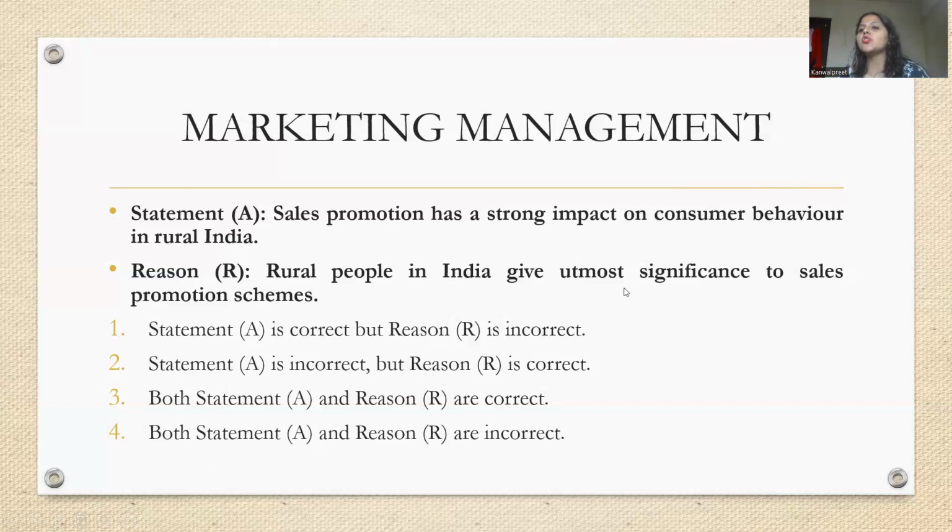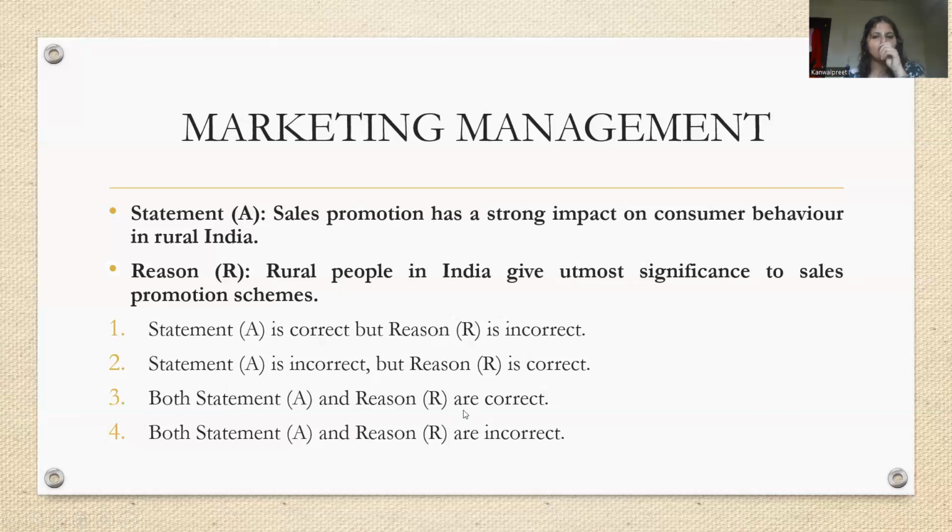Rural people in India give utmost significance. They're not only giving significance to sales promotion. There may be other methods also. There can be event marketing. There can be, you can say, sponsorship. There can be demonstration methods. So only rural people in India do not give. So I'll say A is correct, but reason R is incorrect. A is not incorrect, so eliminate option 2.